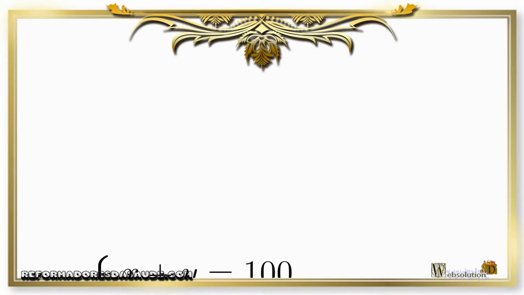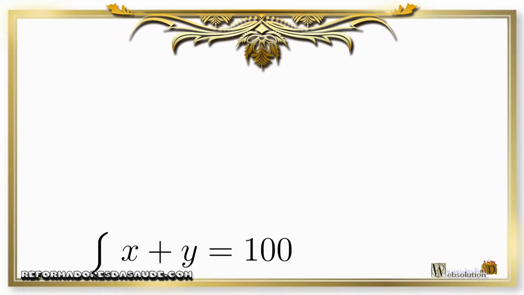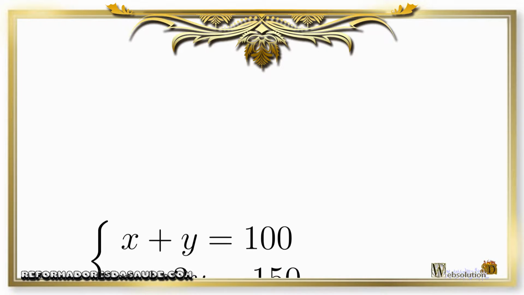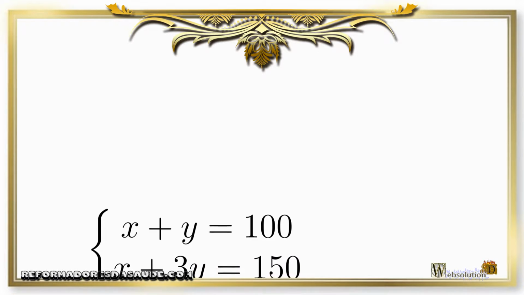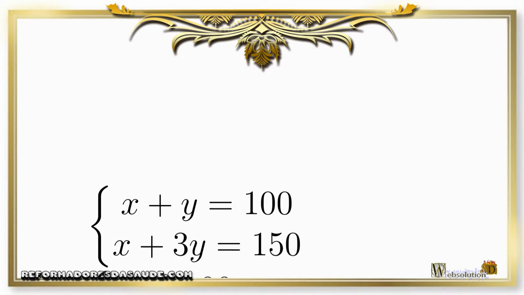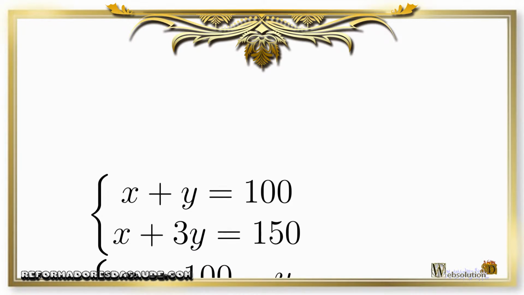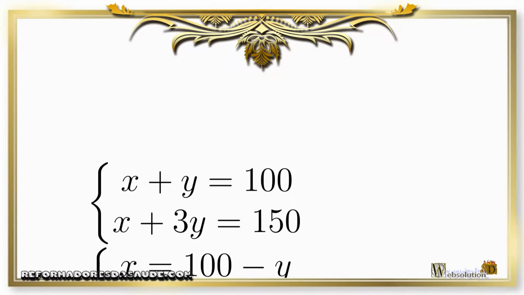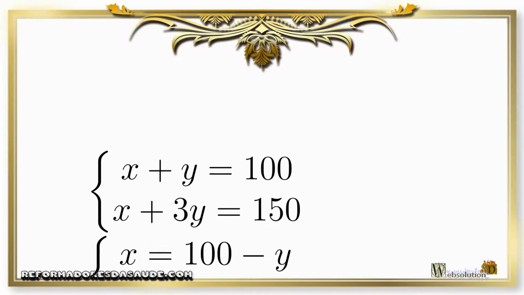In store 1, we have that an X plus a Y is equal to 100. This is the first equation. In the second store we have an X plus 3Y that is equal to 150. Now we have both equations as a system of equations.